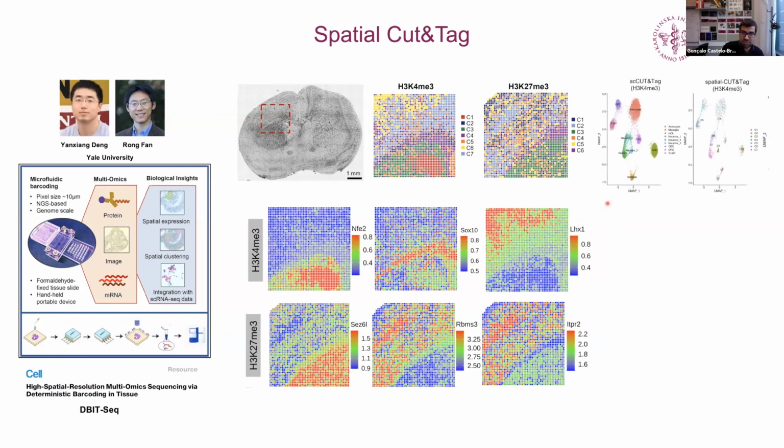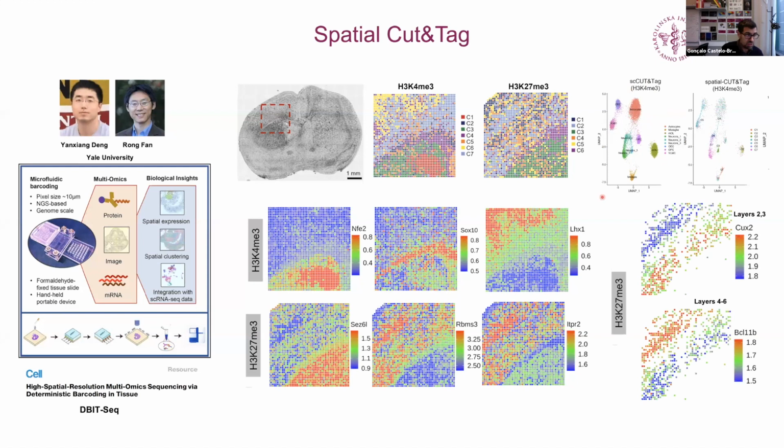What Yanxiang and Marek in my lab did then was to integrate the single cell cut-and-tag data that we had generated with the spatial cut-and-tag, and we could indeed confirm some of these identities that were suggested by this spatial pattern. And just to give an example of this, some interesting information that we obtain.